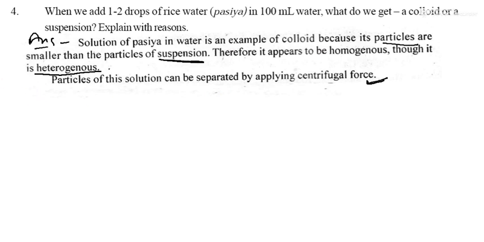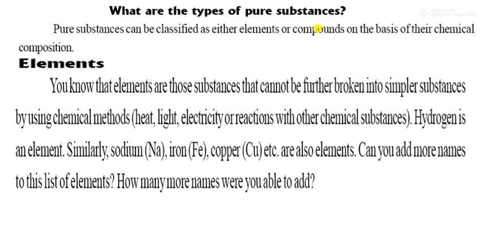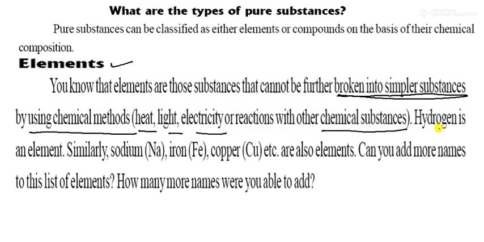Now come to the next one, that is, what are the types of pure substance. Pure substance can be classified as either elements or compounds on the basis of their chemical composition. So element, this is the definition. You know that elements are those substances that cannot be further broken into simpler substances. मतलब इनको और simpler substance में नहीं breakup कर सकते. That's why it is an element. Chemical method भी use करके नहीं कर सकते हैं. But chemical methods are heating, lighting, electricity, or reactions with other chemical substances.